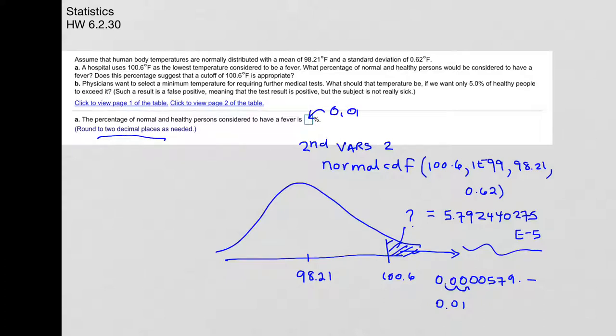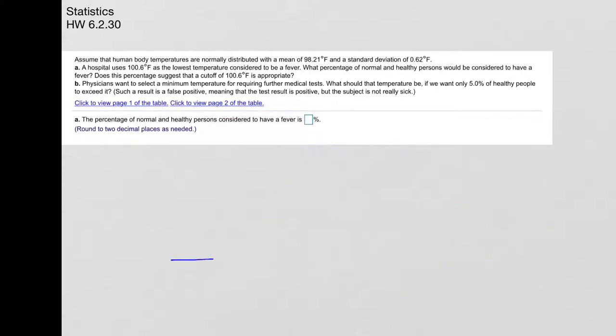In Part B, it says that physicians want to select a minimum temperature for requiring further medical tests. What should that temperature be if we want only 5% of healthy people to exceed it? So in Part A, we had a very, very small percentage that were in that cutoff range. So now we're going to lower that cutoff. And I'm going to draw a new distribution. Mean is still at 98.21. And we're looking to see what is the cutoff for the top 5%.